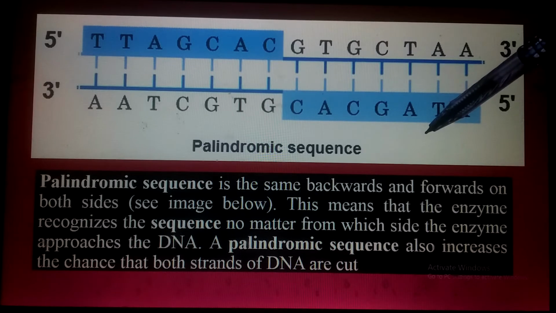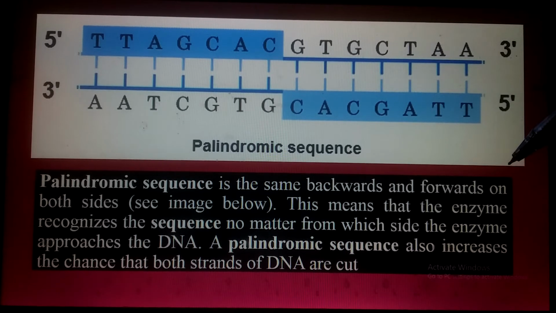So a palindromic sequence is the same backward and forward on both sides. This means that the enzyme recognizes the sequence no matter from which side the enzyme approaches the DNA. It is easy for the restriction enzyme to recognize that. Okay, so palindromic sequences also increase the chances that both strands of DNA are cut. Is it clear? Now, the concept about the palindromic sequence is clear.